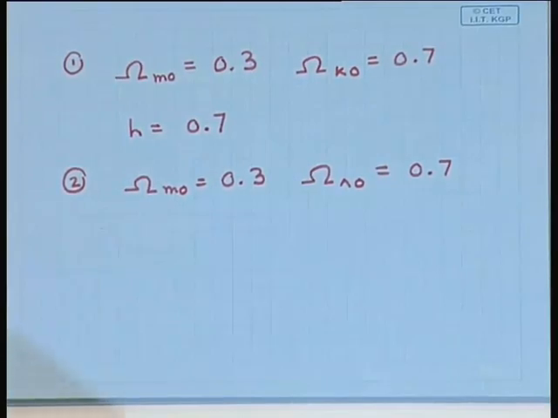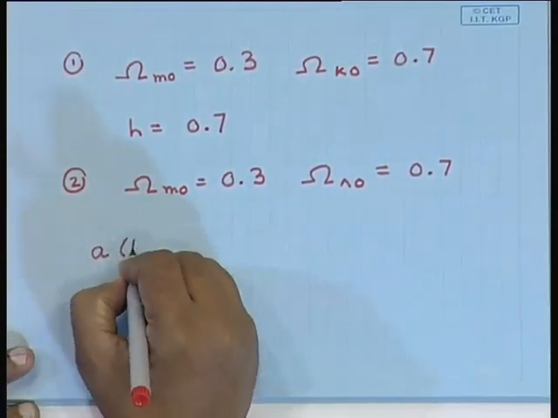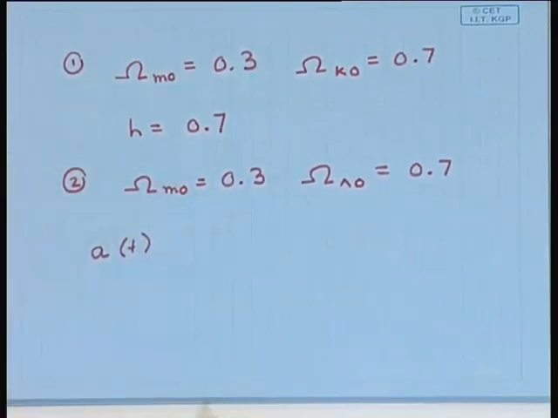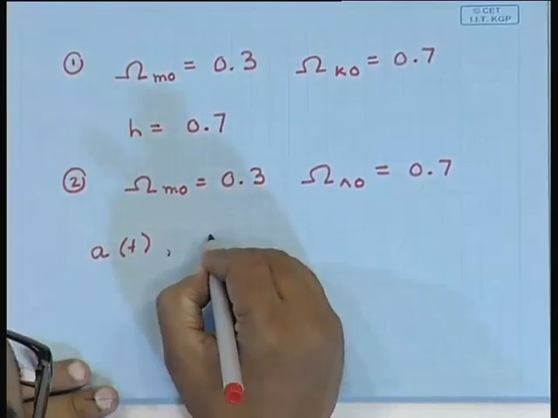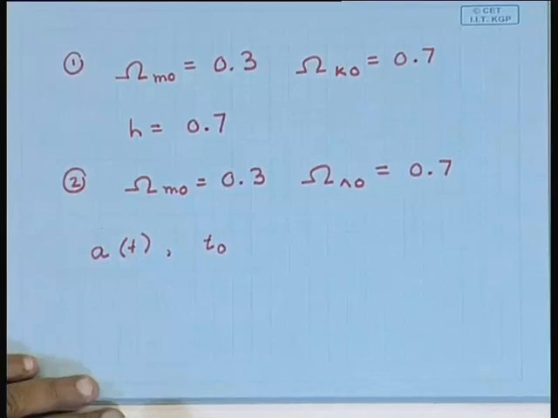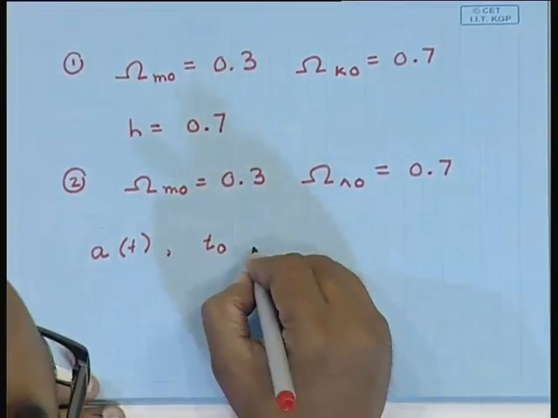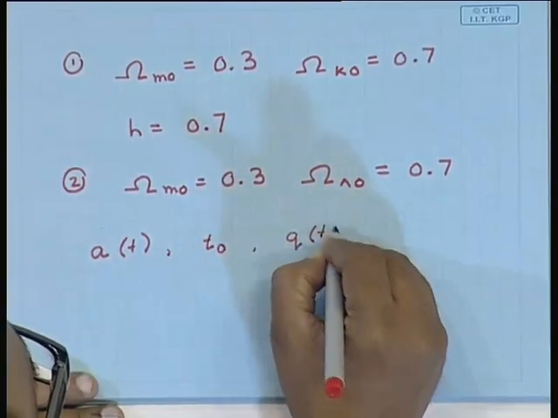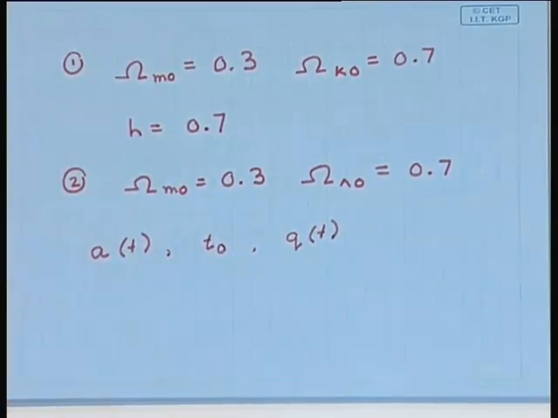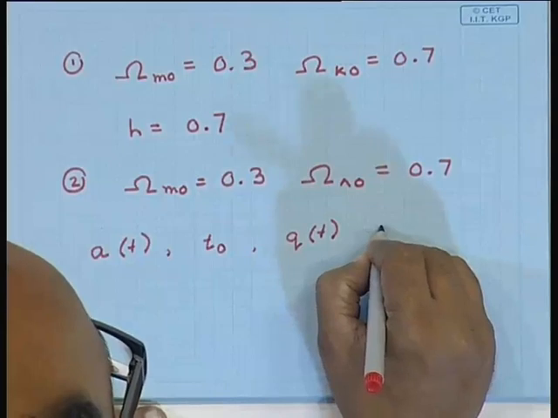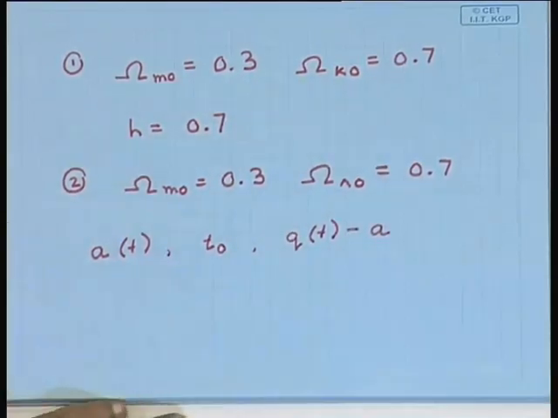For both these models, I would like you to calculate A as a function of time. So, you have to get graphs of A as a function of time. The second thing to calculate is the present age of the universe, T naught. The third thing is to calculate the deceleration parameter as a function of the scale factor, Q as a function of A. Okay, so please do these.